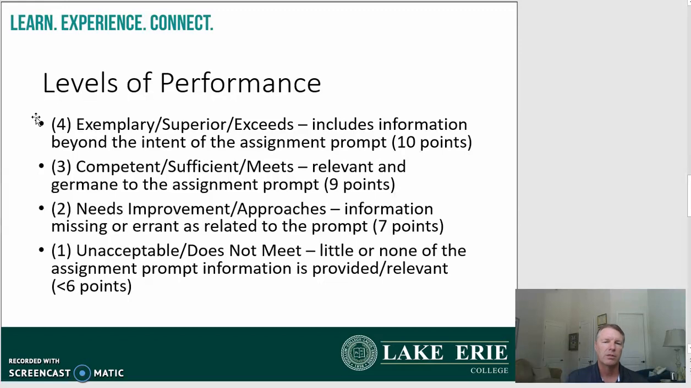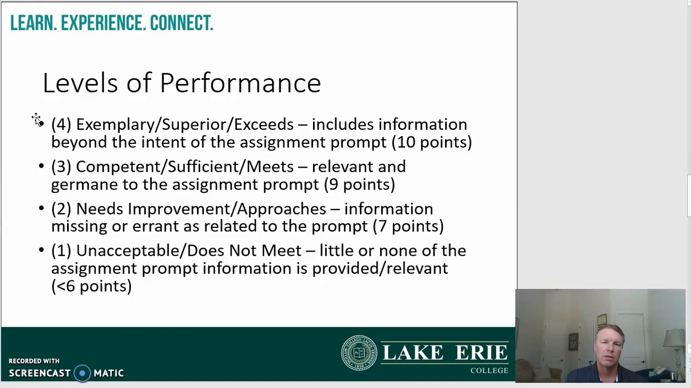And then the lowest category, 1, unacceptable or does not meet, either means little or none of the assignment prompt information is provided or relevant. Now, again, we can take this one level further to a 0 level and simply state that no work was submitted, and that's acceptable too. That would obviously qualify for a 0-point rubric. If the work wasn't done, can't grade it, it's a 0 point.